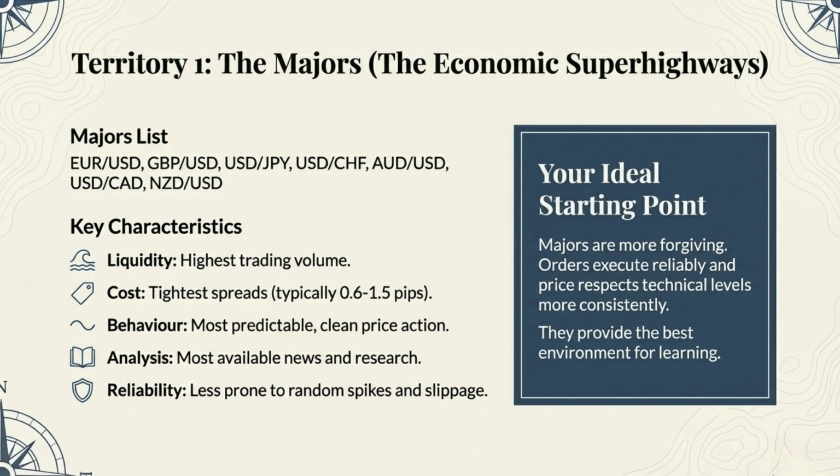It usually only happens during huge news events, and even then it might just be a pip or two. Your stop-loss orders and your take-profit targets actually get triggered reliably because there's always a buyer or a seller waiting right there. They're just more forgiving. So the advice is pretty clear. The advice is absolute for anyone starting out.